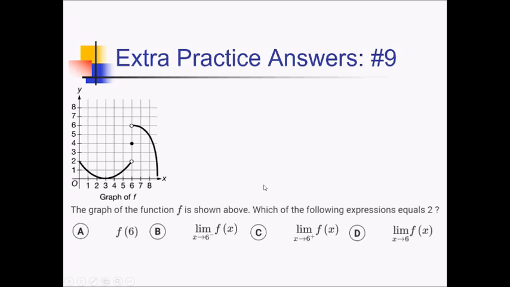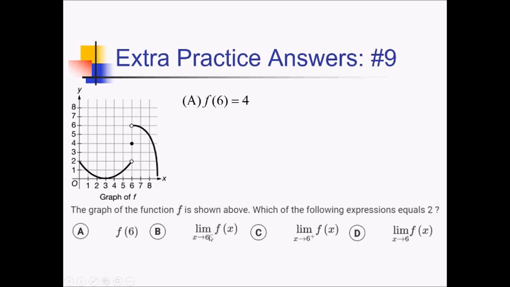On this problem, we're given this graph of f, and we want to know which of these expressions down here has a value of 2. So we're going to take a look at function values and the left and the right-sided limits. Let's take a look at choice A, f of 6 first. So f of 6 is just going to be the solid dot when x equals 6. Looking at our graph, that solid dot happens at y equals 4. So that's not the answer we're looking for. f of 6 is 4, not 2.